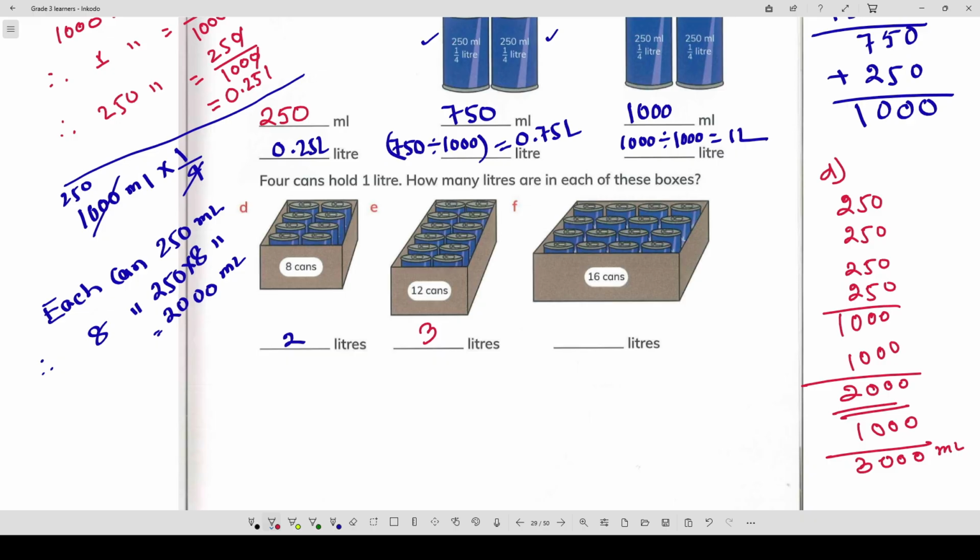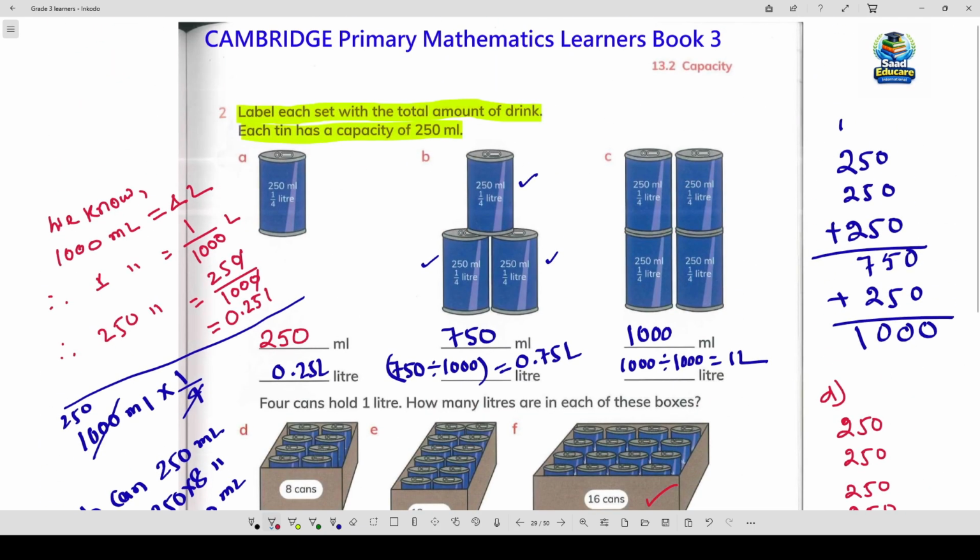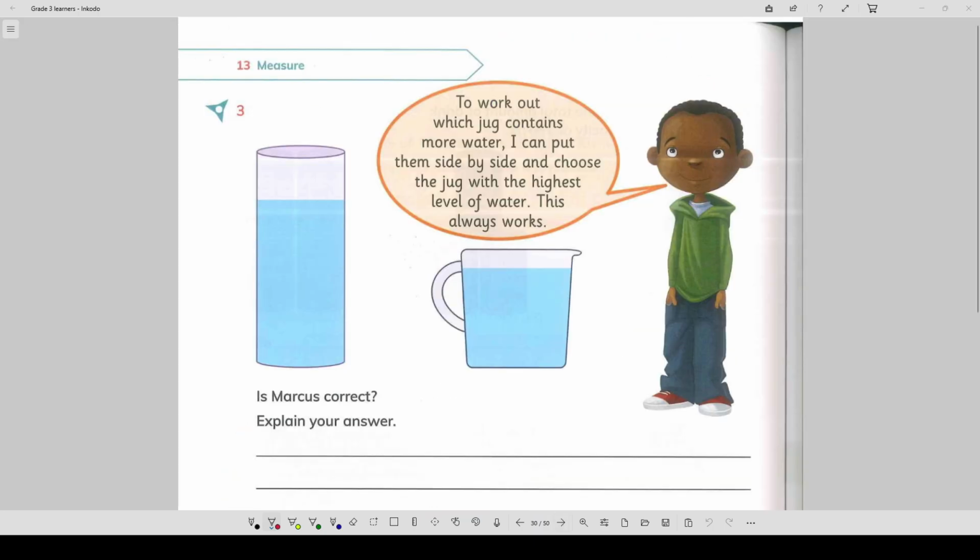16 cans. It means one more 1000 ml. 1000 ml means 4 times 250. It becomes 1000, right? So 4 plus 4 plus 4 plus 4, it will be 16. So this is 16. So that means 4 liter. If you have any question, please write a line in the comment section. So question D of level 2 done. Number 3. Question 3.